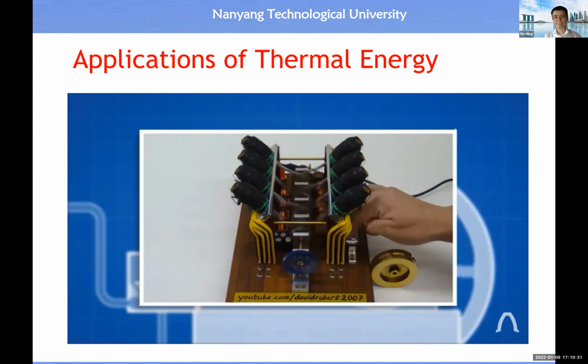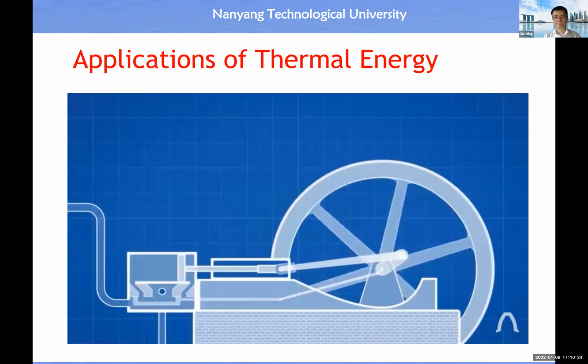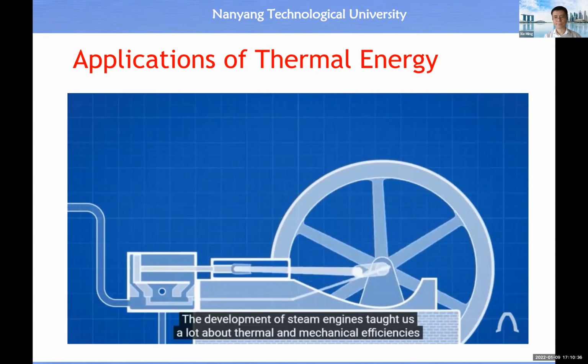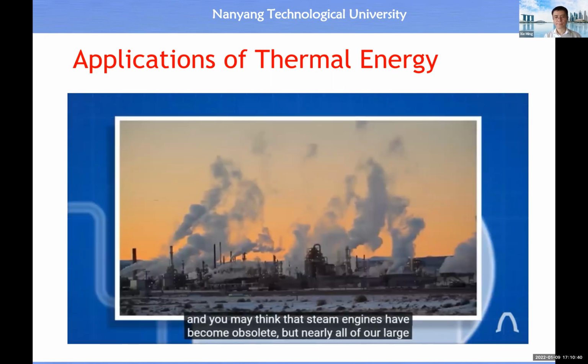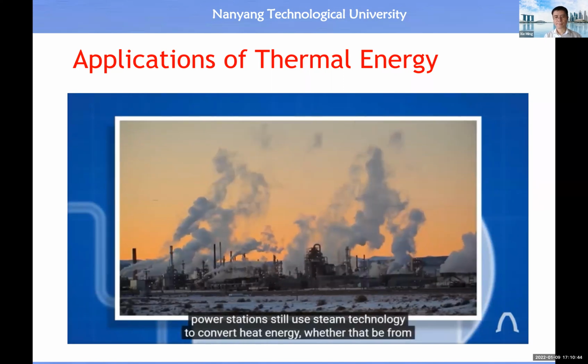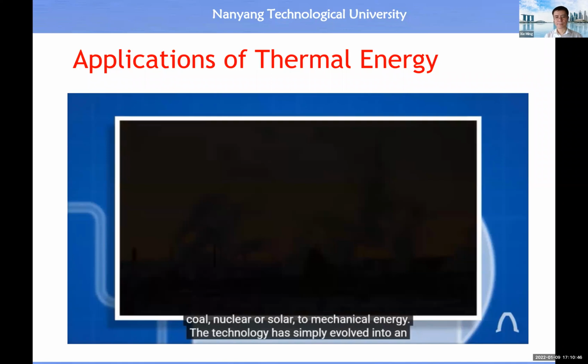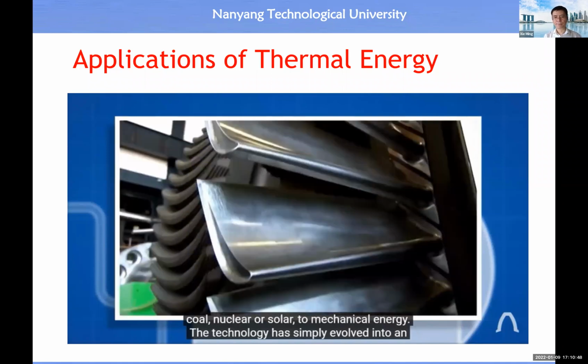The development of steam engines taught us a lot about thermal and mechanical efficiencies, and you may think that steam engines have become obsolete, but nearly all of our large power stations still use steam technology to convert heat energy, whether that be from coal, nuclear, or solar, to mechanical energy. The technology has simply evolved into an even more efficient form with steam turbines.